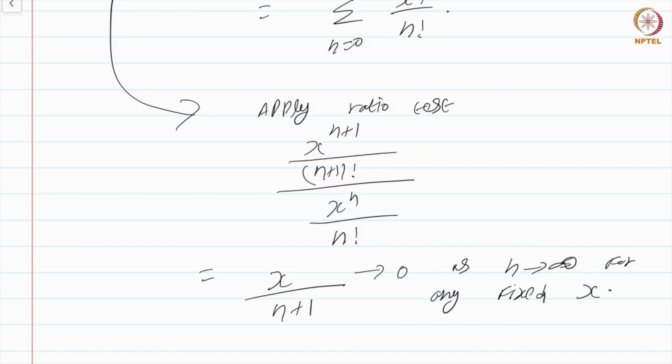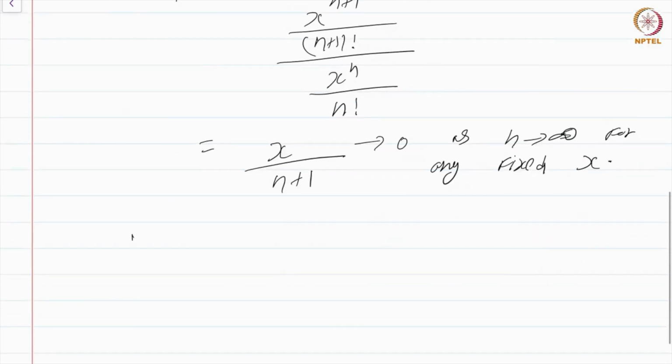Therefore, for each x, the ratio test tells you that it is convergent. Therefore, the power series converges at every point of the real numbers. In other words, the radius of convergence of the power series is infinity. So we have shown existence.